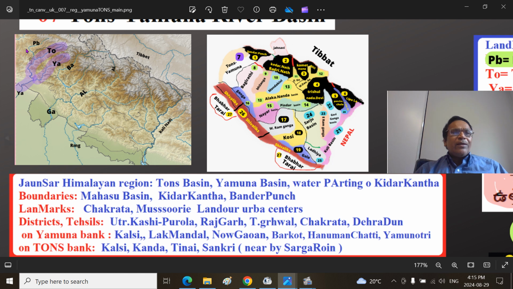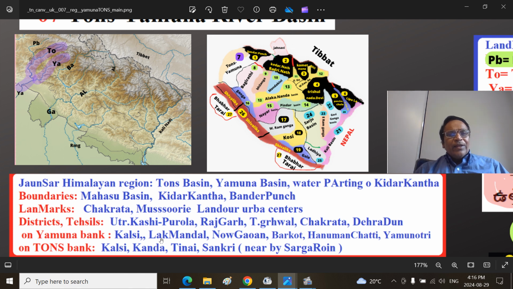The northern part is called the Himachal region. The Mussoorie region is the historical Mussoorie district, now called Simla district. Other landmark towns are Chakrata town, which was a military headquarters during the British time, and Mussoorie, which is essentially the hill station in the Mussoorie range, with the Landour urban area.